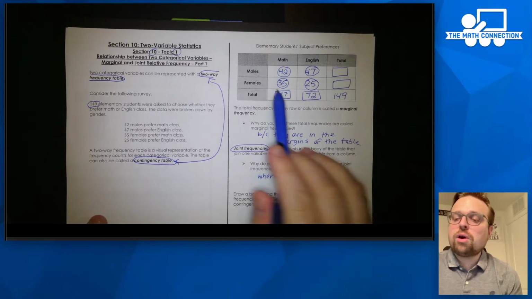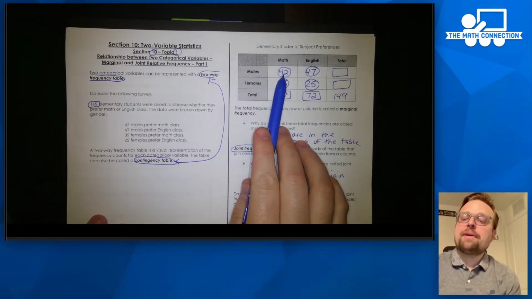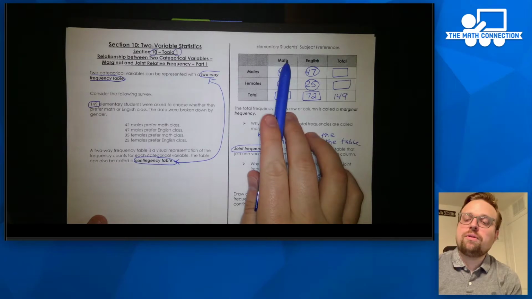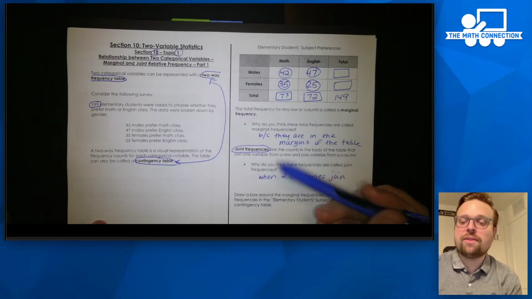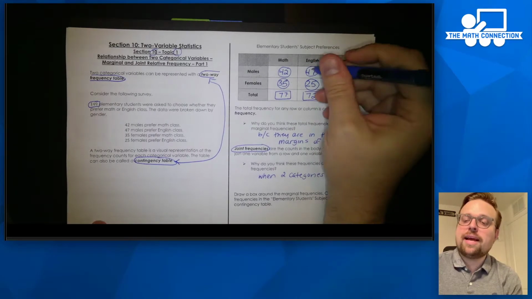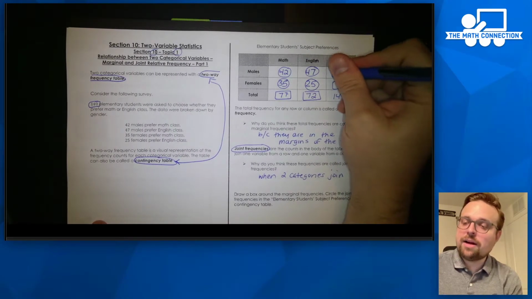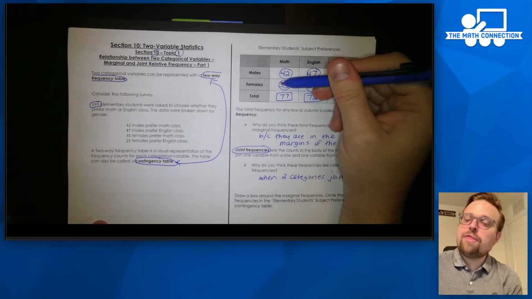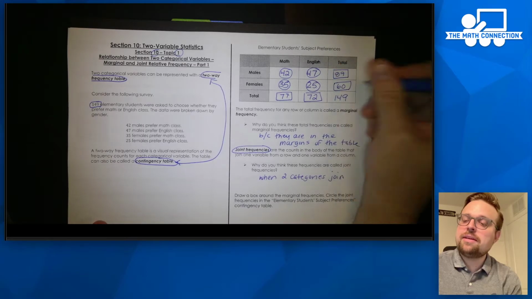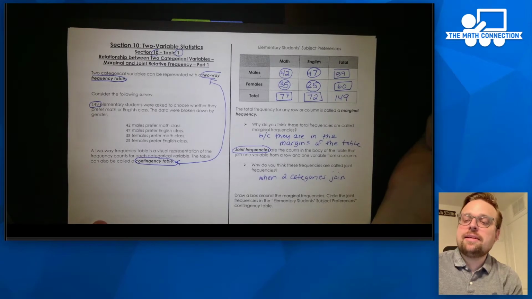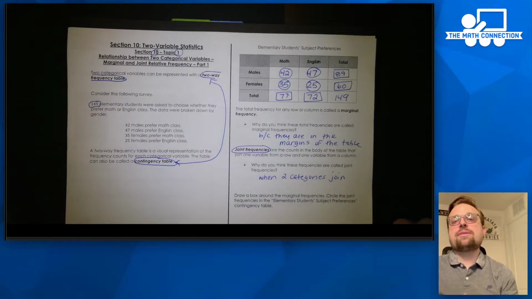Now, when we go across through the rows, what we're adding up here is the males who were surveyed who liked math and the males who were surveyed who liked English. So if you combine those together, you're going to get 40 and 40 is 80, and 7 and 2 is 9, so 89. And then 30 and 20 is 50, and 5 and 5 is 10, so that's going to be 60. And 89 and 60 is going to give us 149, so that is correct, okay?